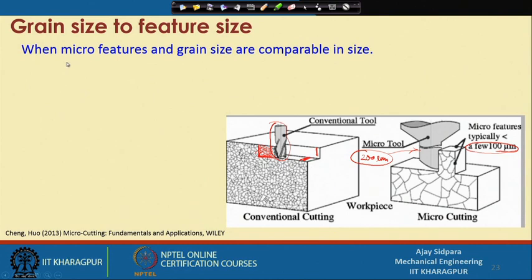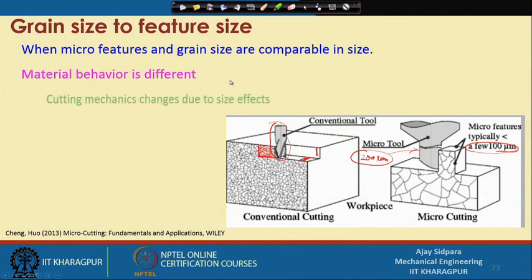Let us see. When the micro features and grain size are comparable in size, we want to cut the material at a micro scale, which has a feature size of 100 micron or so, and we have a grain size also in the hundreds of microns. So, the grain size and the feature size are almost the same. So, the material behavior is different in this case, and the cutting mechanics changes due to the size effect. Now, why does the material behavior change? Because if you see this particular thing and you are cutting along this line, we have already discussed it, but let us go a little more in depth.